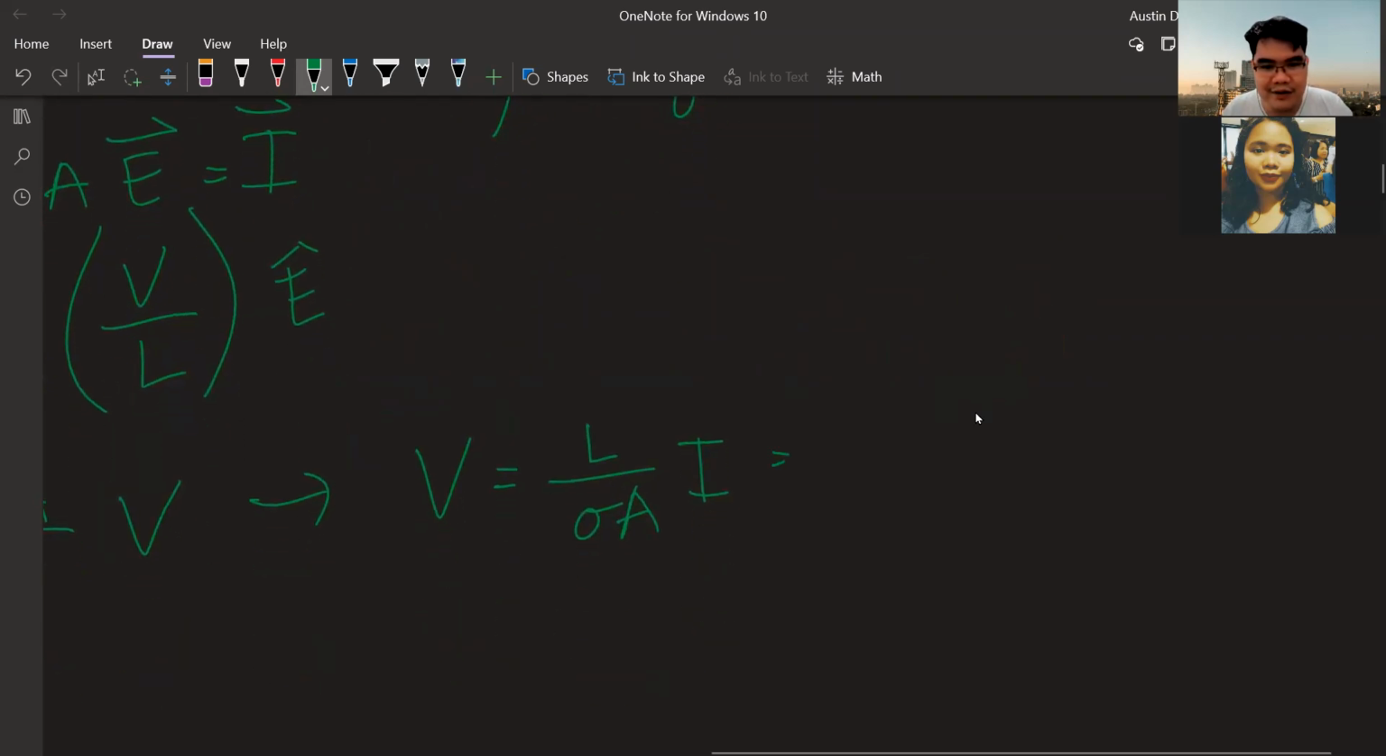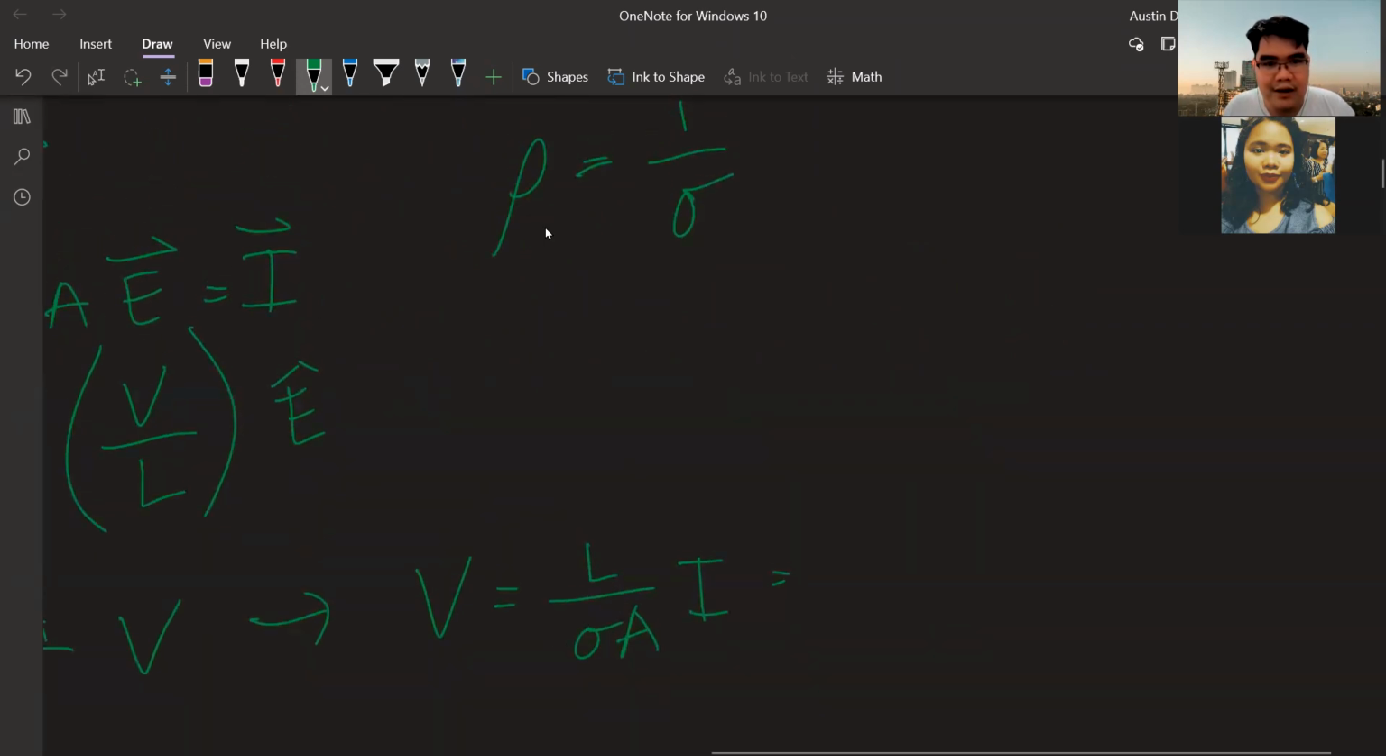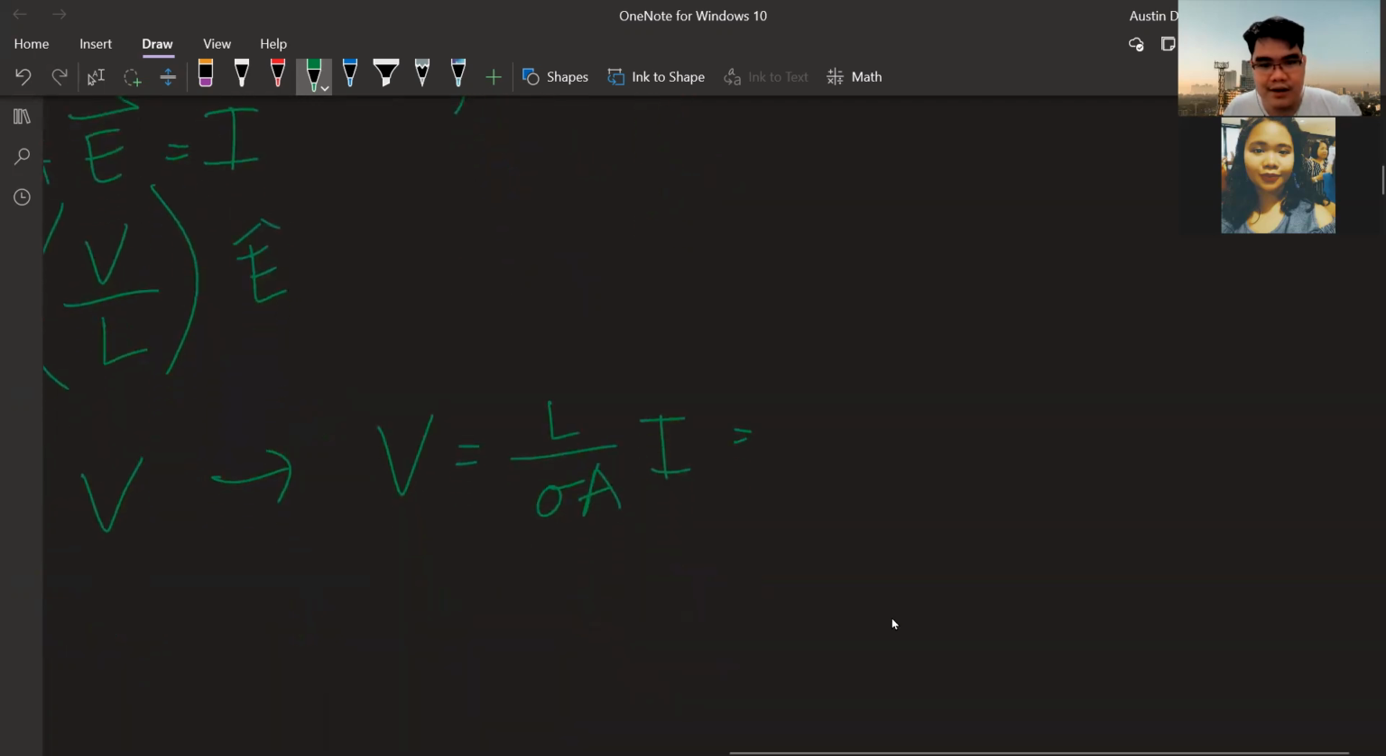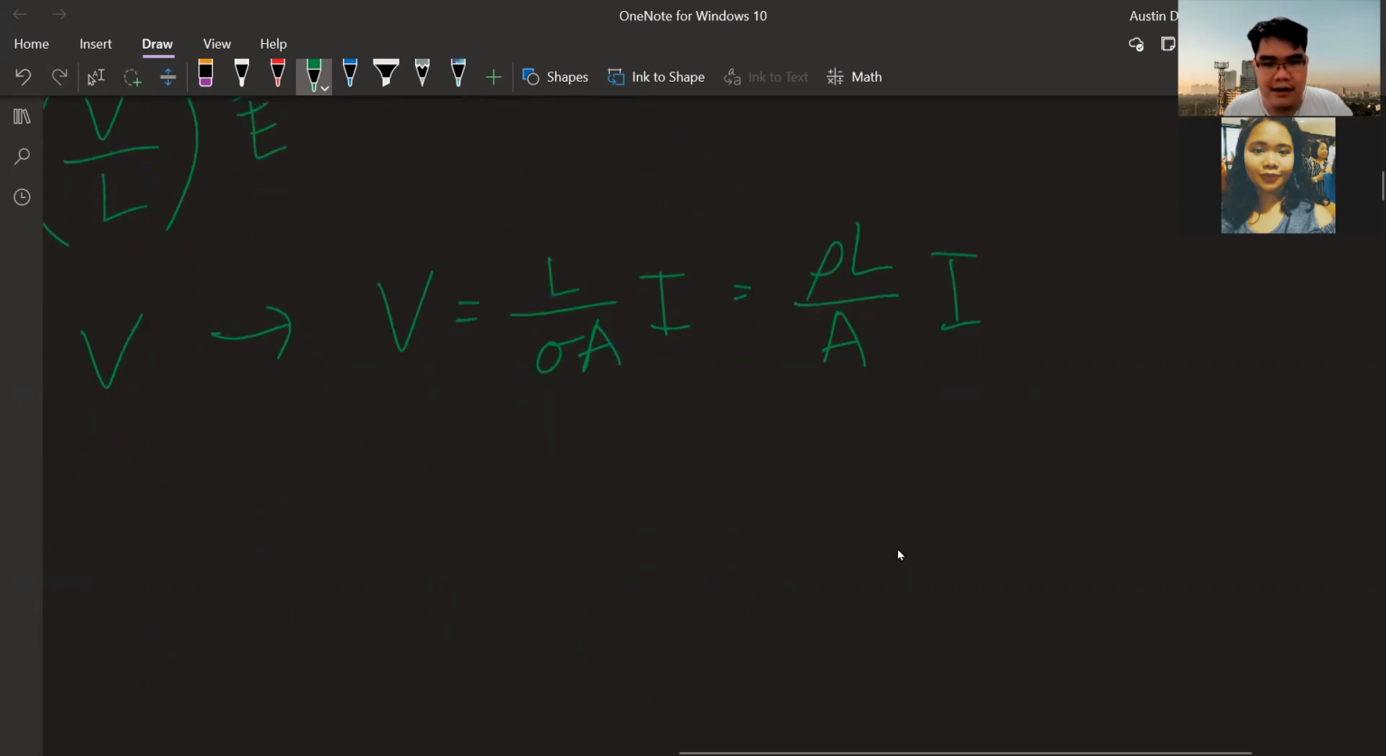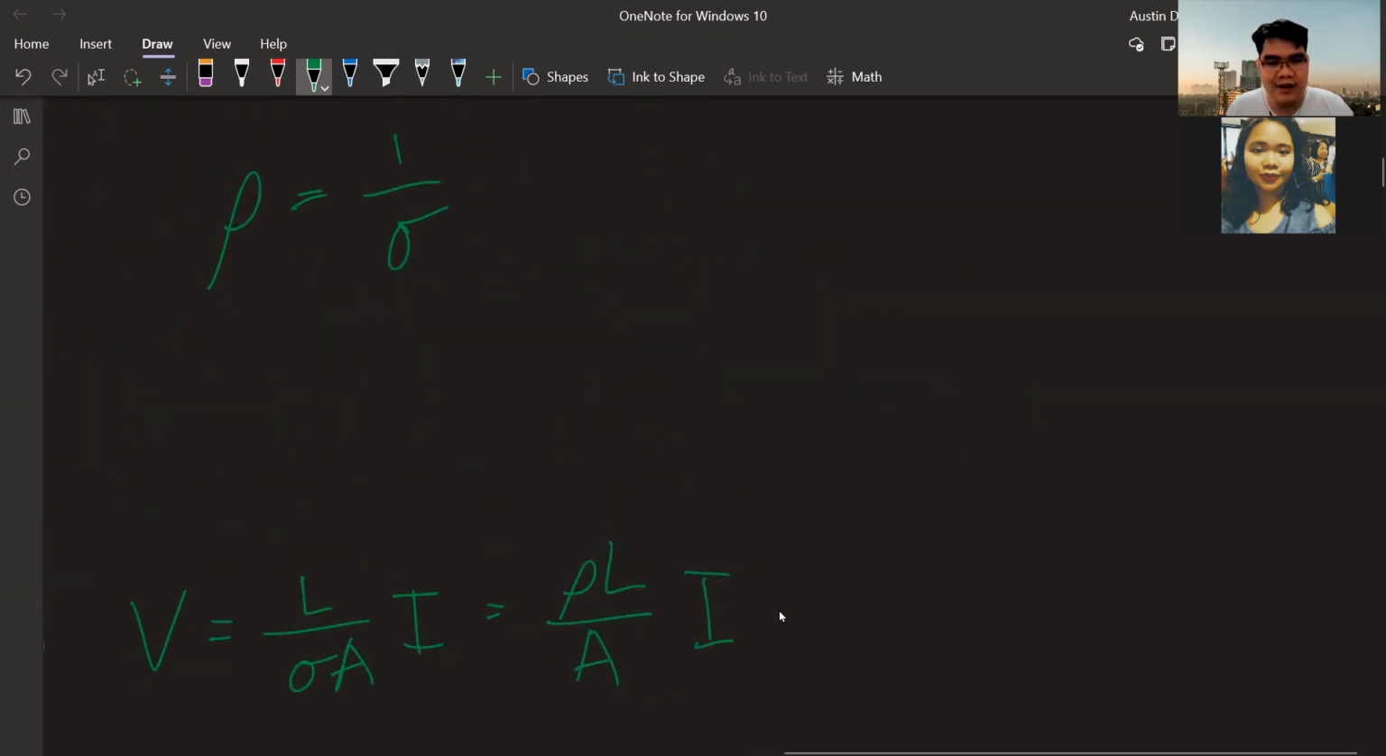Okay, rewrite natin in terms of resistivity ito. So, yung 1 over sigma is just rho. So, this is just rho L over A times I. What is rho L over A? Kung napuntahan nyo na yan sa dati yung physics courses, this would tell you that this is your usual formula for cylindrical wires. Well, actually not necessarily cylindrical. Basta for wires siya. No? And then rho L over A is usually written as your R, resistance.